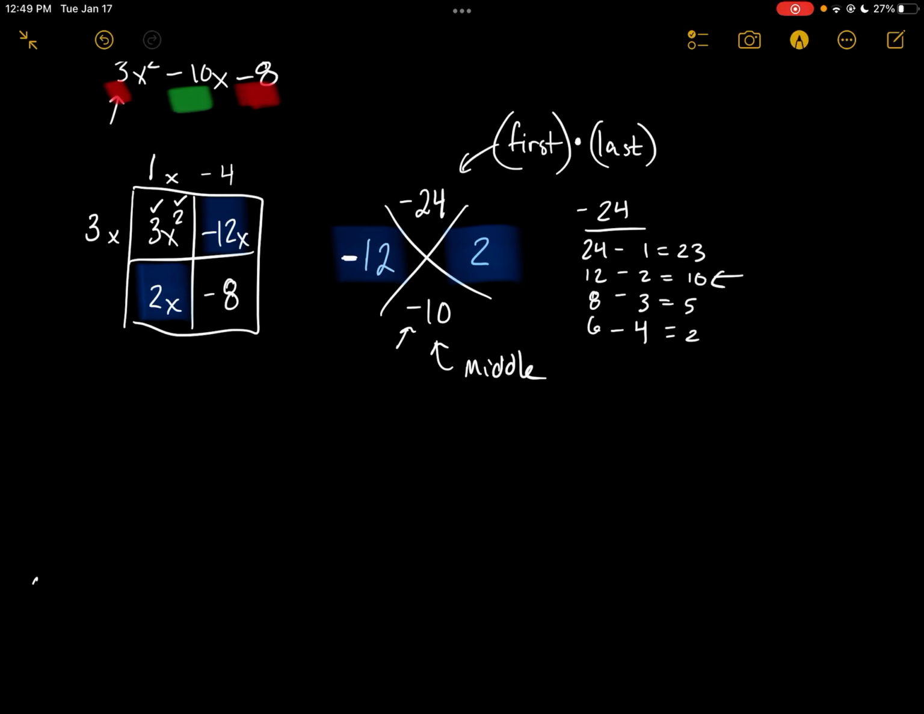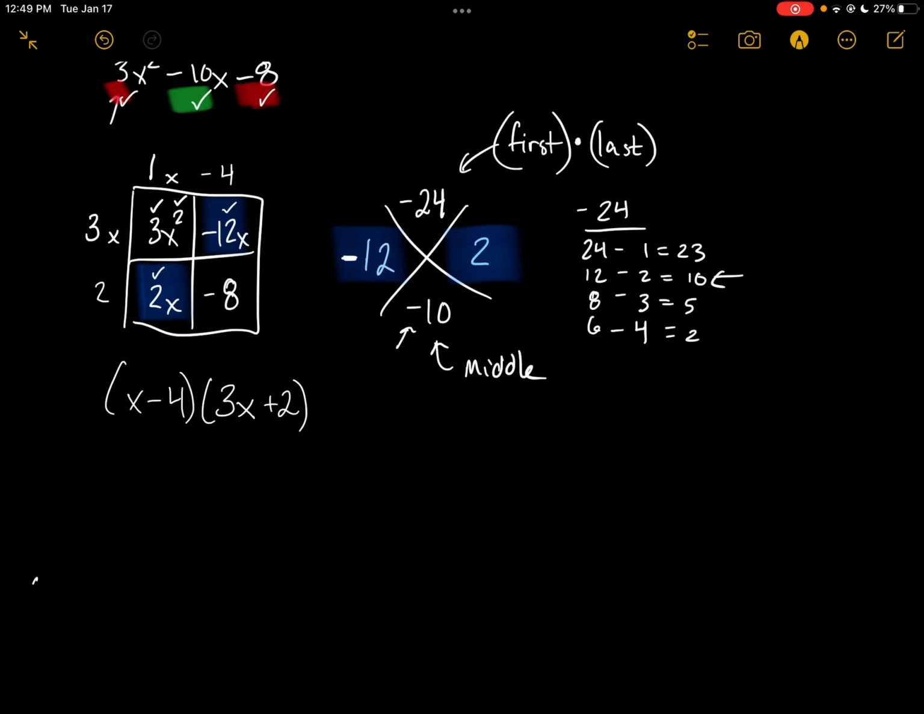So 3 times negative 4 gets us negative 12. And then 1 times 2 gets us 2x. And then negative 4 times positive 2 gets us negative 8. So by doing it this way, we've correctly filled in our box. We've matched our middle term. We've matched our last term. And we've also matched our first term.